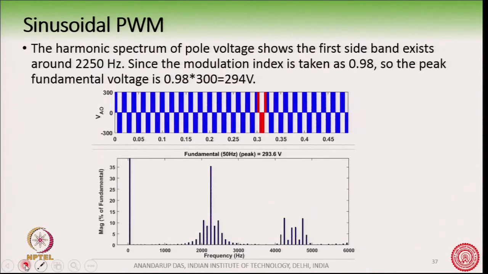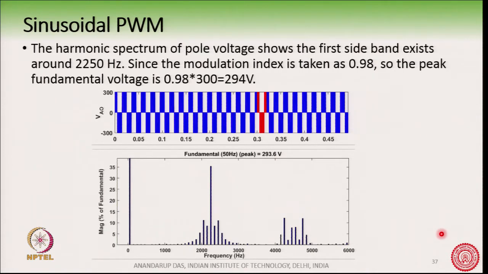Okay. Now, if you do the harmonic analysis of the pole voltage, you see here the first band of harmonics resides around 2250 hertz, which is 45 times the fundamental, and this is what is expected. Okay. So, the harmonics are residing around the carrier frequency, whereas the second band exists around 4500 hertz and the third band will reside around 6750 hertz and so on. Okay.